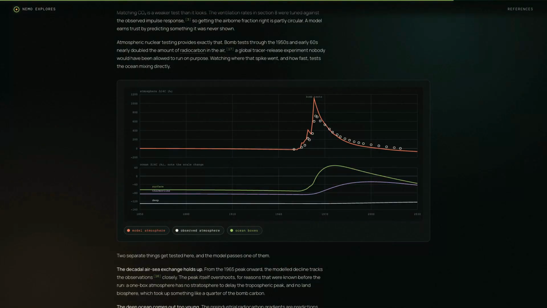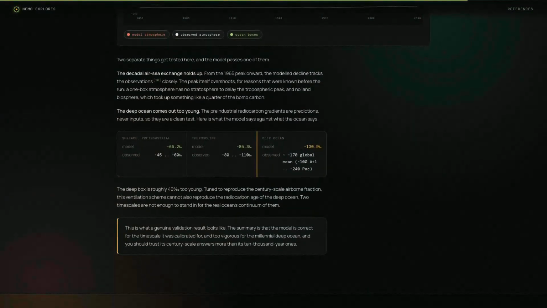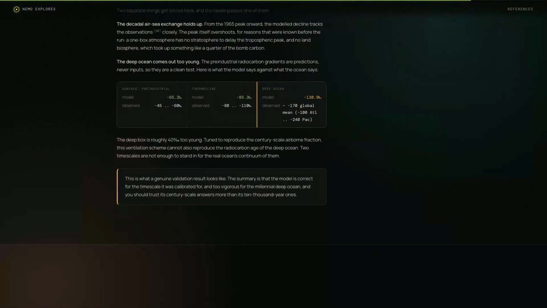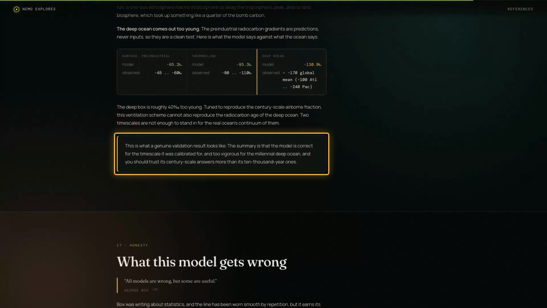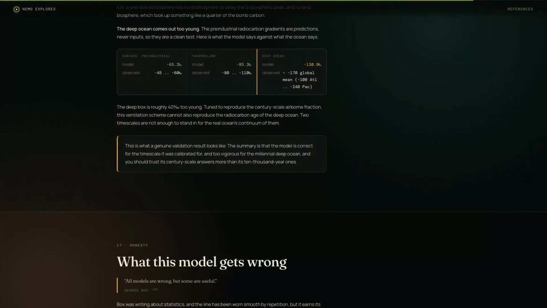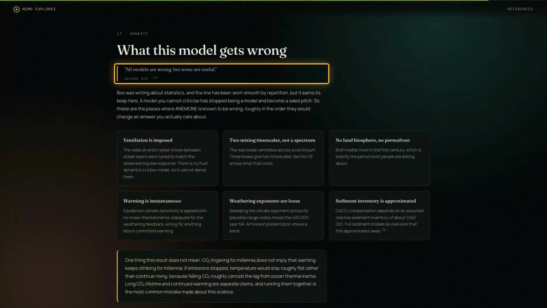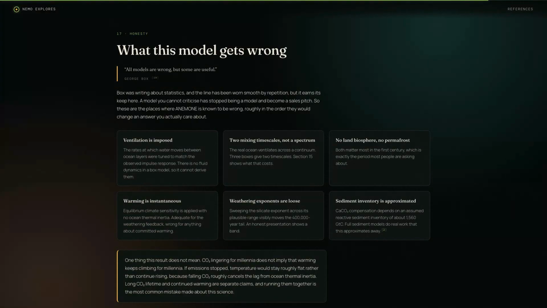From the peak onward, the model decline tracks the observations closely. That is a pass. But the deep ocean comes out about 40 per mil too young. Two mixing timescales cannot stand in for the real ocean's continuum of them. All models are wrong, but some are useful. A model you cannot criticize has stopped being a model and become a sales pitch.